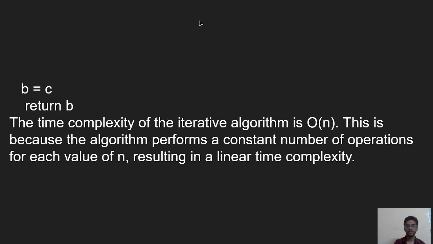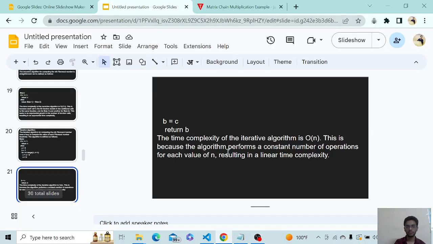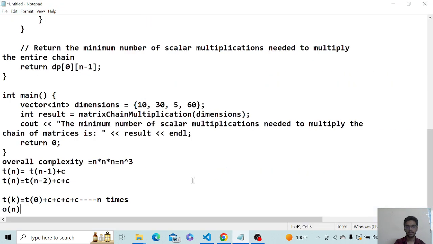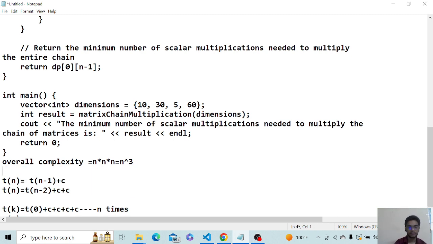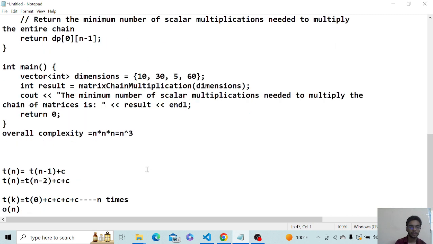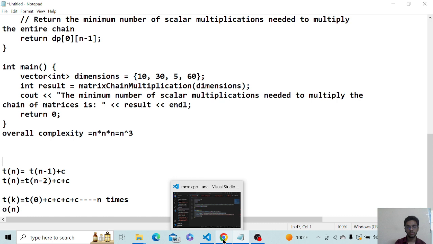We will analyze its recurrence relation also. Its recurrence relation is T(n) equals T(n minus 1) plus c. We will put another T(n minus 2), that will generate c plus c, and at any point k it will generate c plus c, n times. That's why it comes to be order of n. So this is the Fibonacci one.